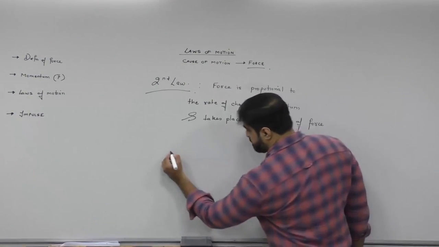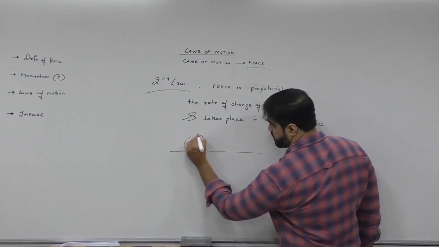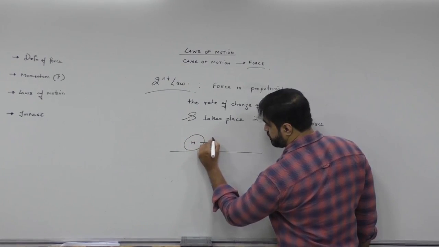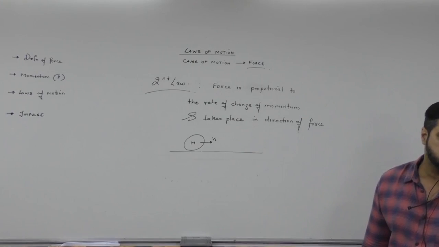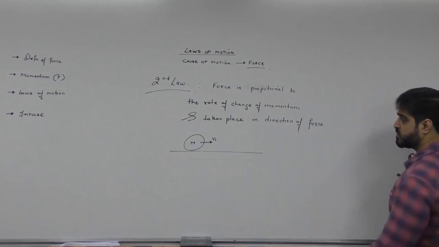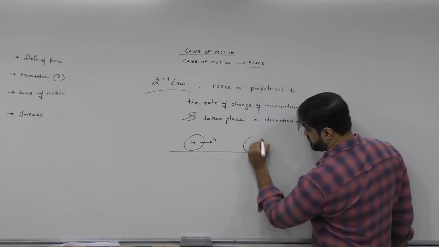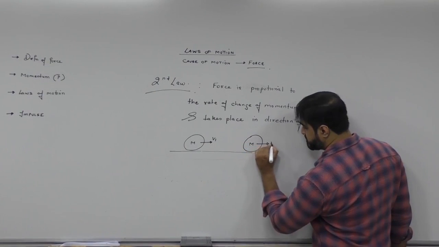So if a body was there, it's going with mv1. So momentum is mv1. Momentum is what? Mass into velocity. Then suppose momentum becomes mv2.